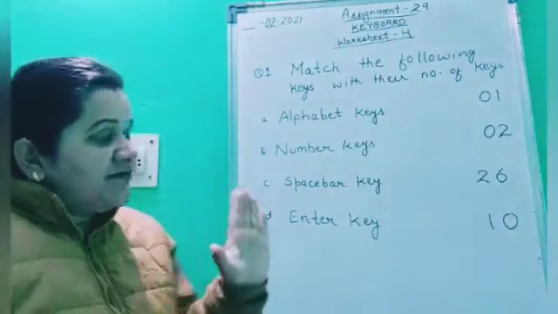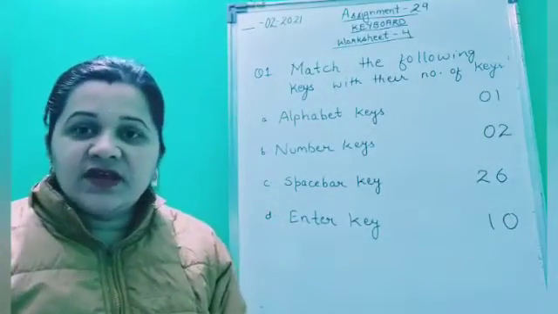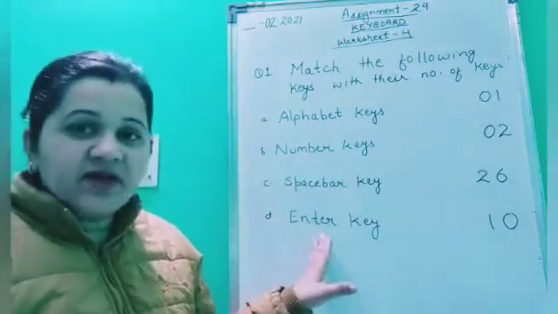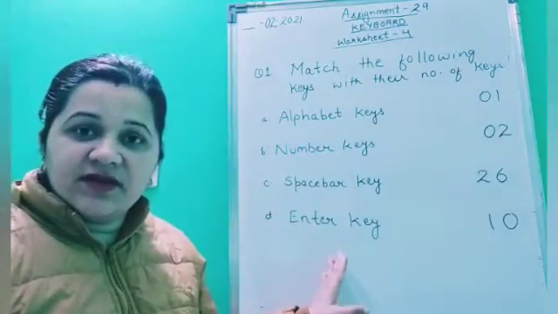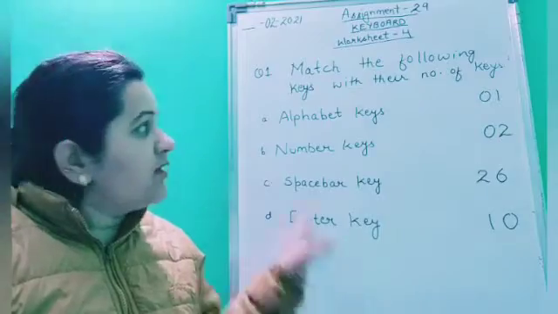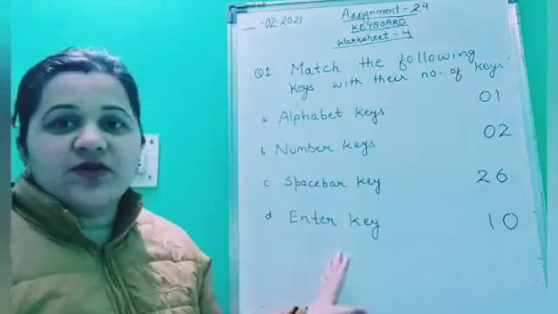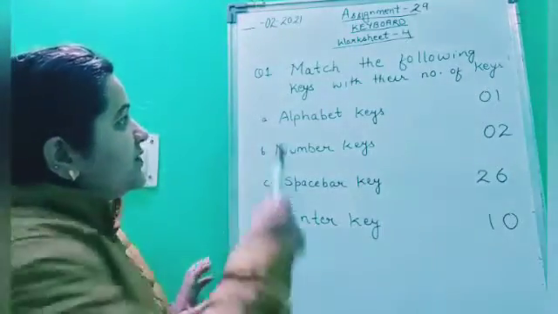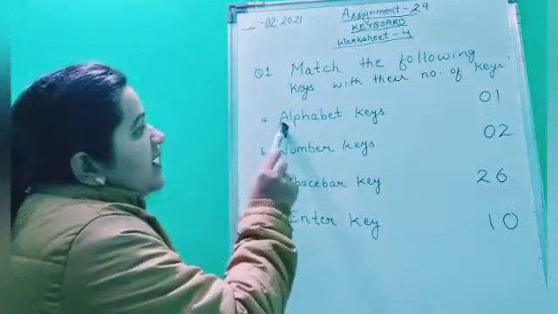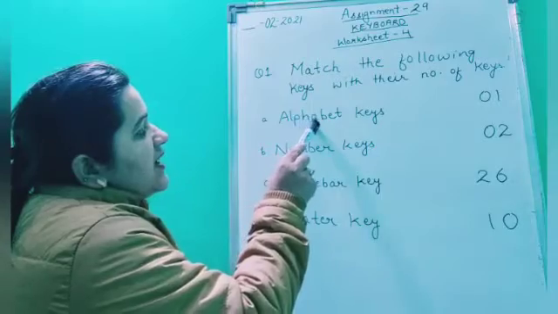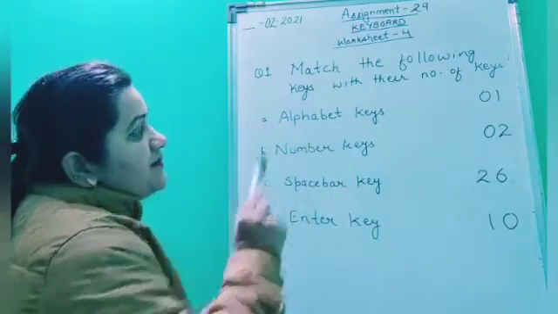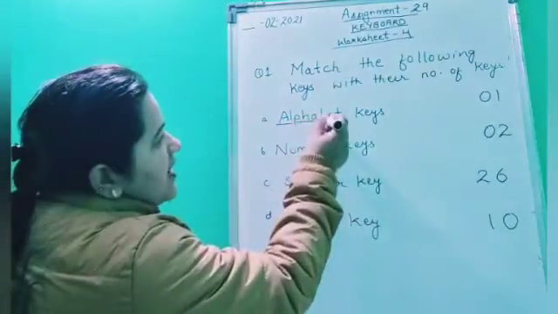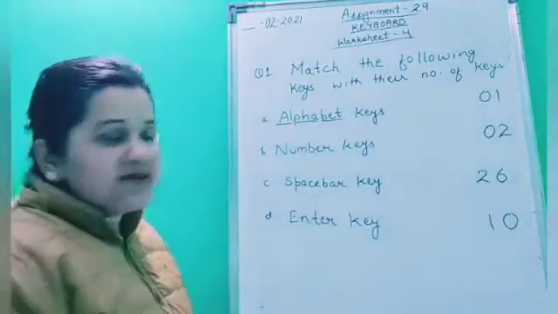Now children, we have studied about different types of keys which are present on the keyboard. Here I have given you the type of keys. I have written the name of the keys over here and you have to find out how many keys are present on the keyboard. Okay. Now, children, the first is alphabet keys.